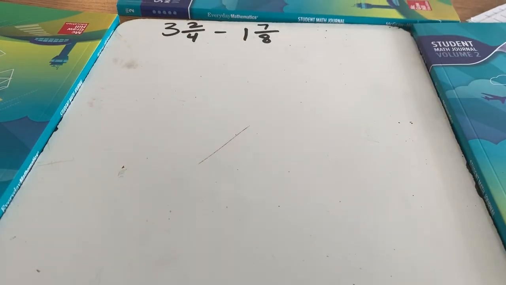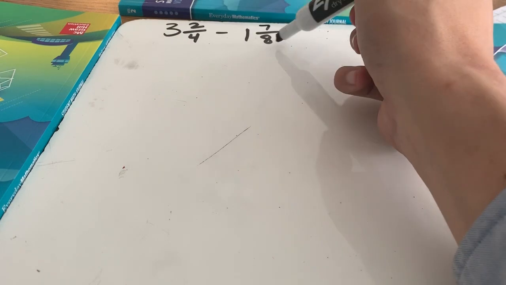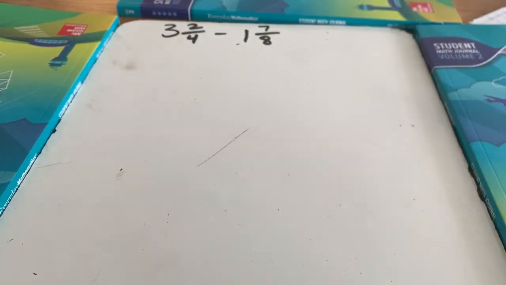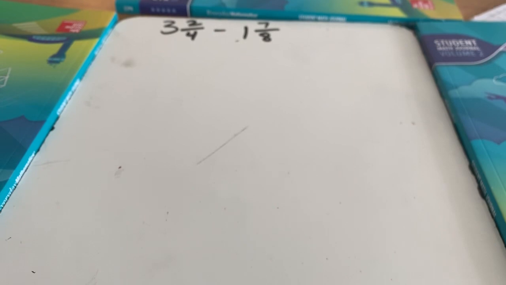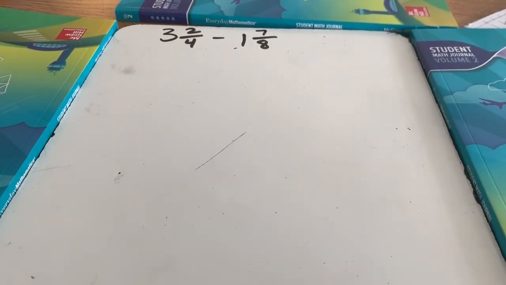I am focused on the fractions because if I am changing my fractions, if I'm changing these denominators, no matter what, this is 3 wholes and this is 1 whole. It doesn't matter if that's 4/4 3 times or if it's 8/8 3 times or 12/12 3 times. Either way, that is always going to be 3 wholes. So I'm just going to ignore it.